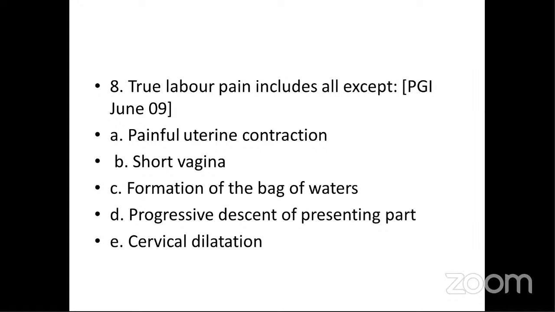Yes? Option B. Sorry, can you read out the answer because I'm unable to hear. Short vagina. Yeah, that's the correct answer because it includes all the things like painful uterine contractions, formation of the bag of waters, progressive descent of the presenting part, as well as cervical dilatation, right? So this is in no way concerned with whether it's a true labor pain or a false labor pain. So that is the right answer for this question.